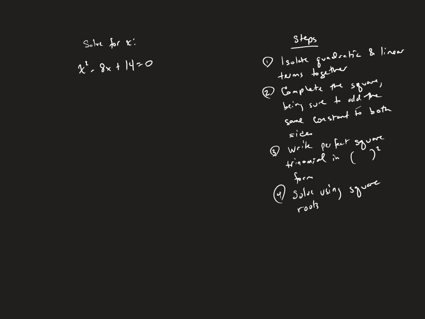All right, so let's talk about solving quadratic equations by completing the square. There are 4 steps to the process. First, you're going to isolate quadratic and linear terms together, meaning the x squared and the x terms need to be on the same side, constant on the other.